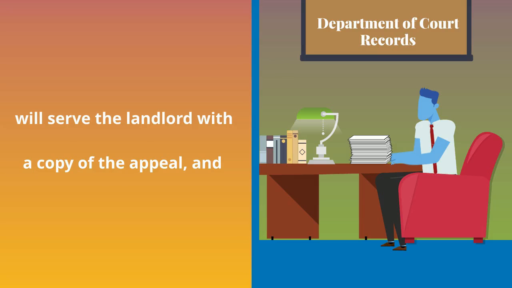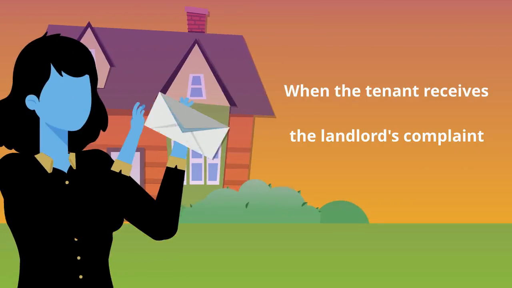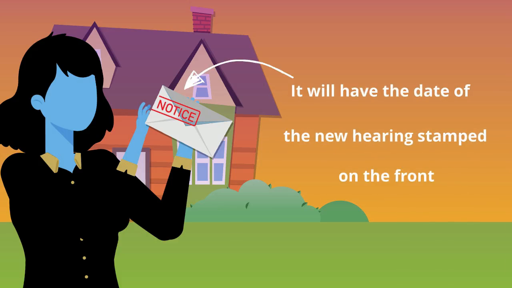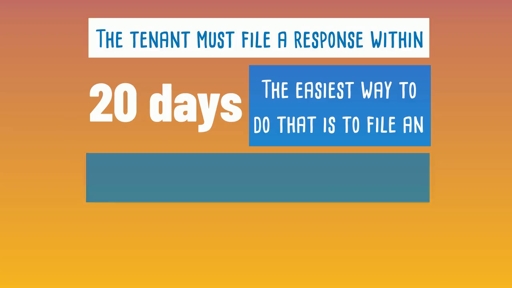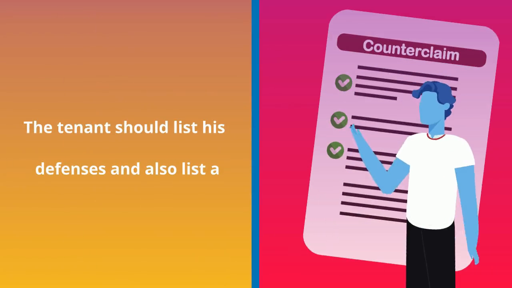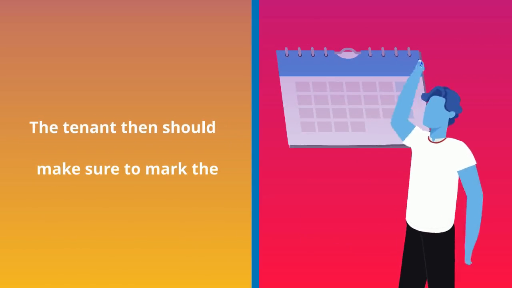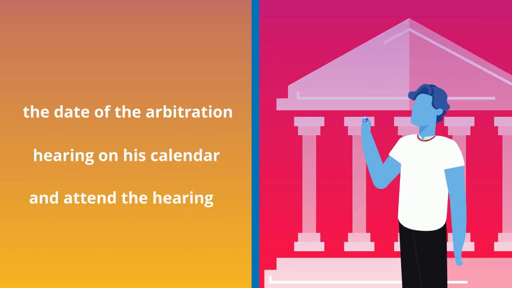The Department of Court Records will serve the landlord with a copy of the appeal, and the landlord must then file a complaint within 20 days of service. When the tenant receives the landlord's complaint, it will have the date of the new hearing stamped on the front. The tenant must file a response within 20 days. The easiest way to do that is to complete and file the intention to appear form, which should be attached to the front of the complaint. The tenant should list his defenses and also list a counterclaim if he is asking for any money himself. The tenant should be sure to mark the date of the arbitration hearing on his calendar and attend the hearing.